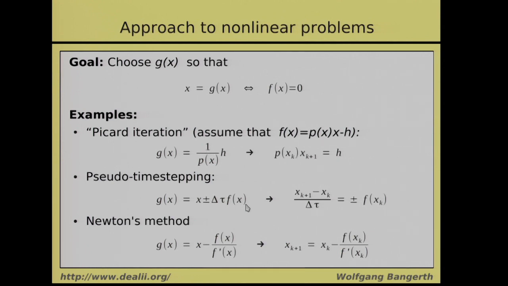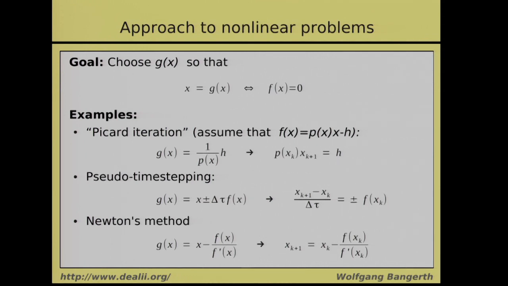And if I bring the xk over to the left-hand side, what you see is that this gives me (xk+1 - xk) divided by delta tau equals plus or minus f. So it's called pseudo time stepping because this here, of course, is something like a discretized time derivative, right? So if I think of x as a function of tau, then this is exactly what I would get with, let's say, the explicit Euler approximation of the time derivative.